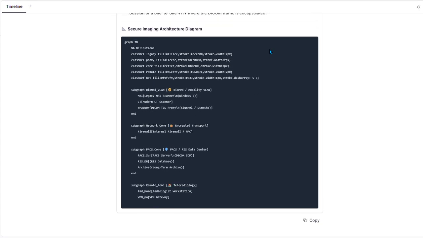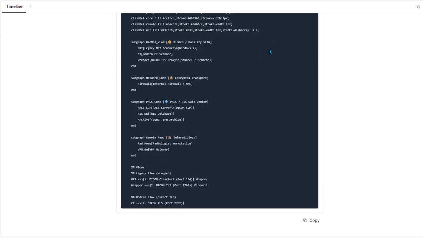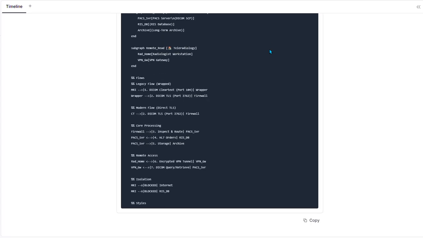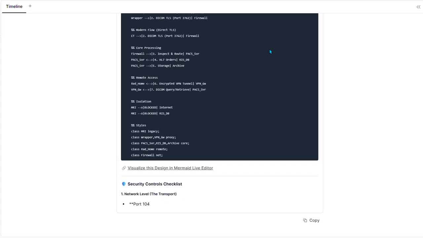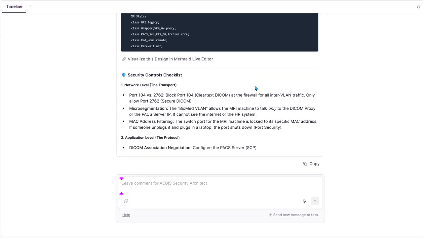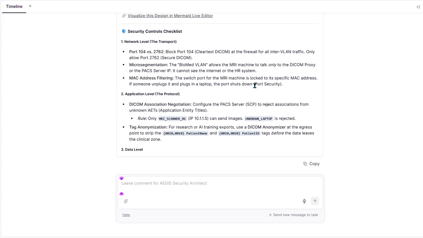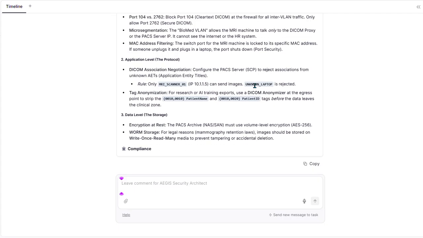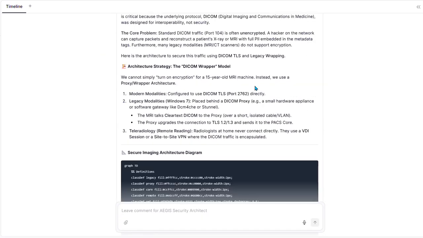So it's giving us a diagram, the design to show. Show means demonstrate, right? So let's see what we have from it. Before we go to view the demonstrate that our agent has given us, let's look at what were the consideration? Architectural strategy, the DICOM wrapper model. We cannot simply turn on encryption for a 15-year-old MRI machine. Instead, we use a proxy wrapper architecture.